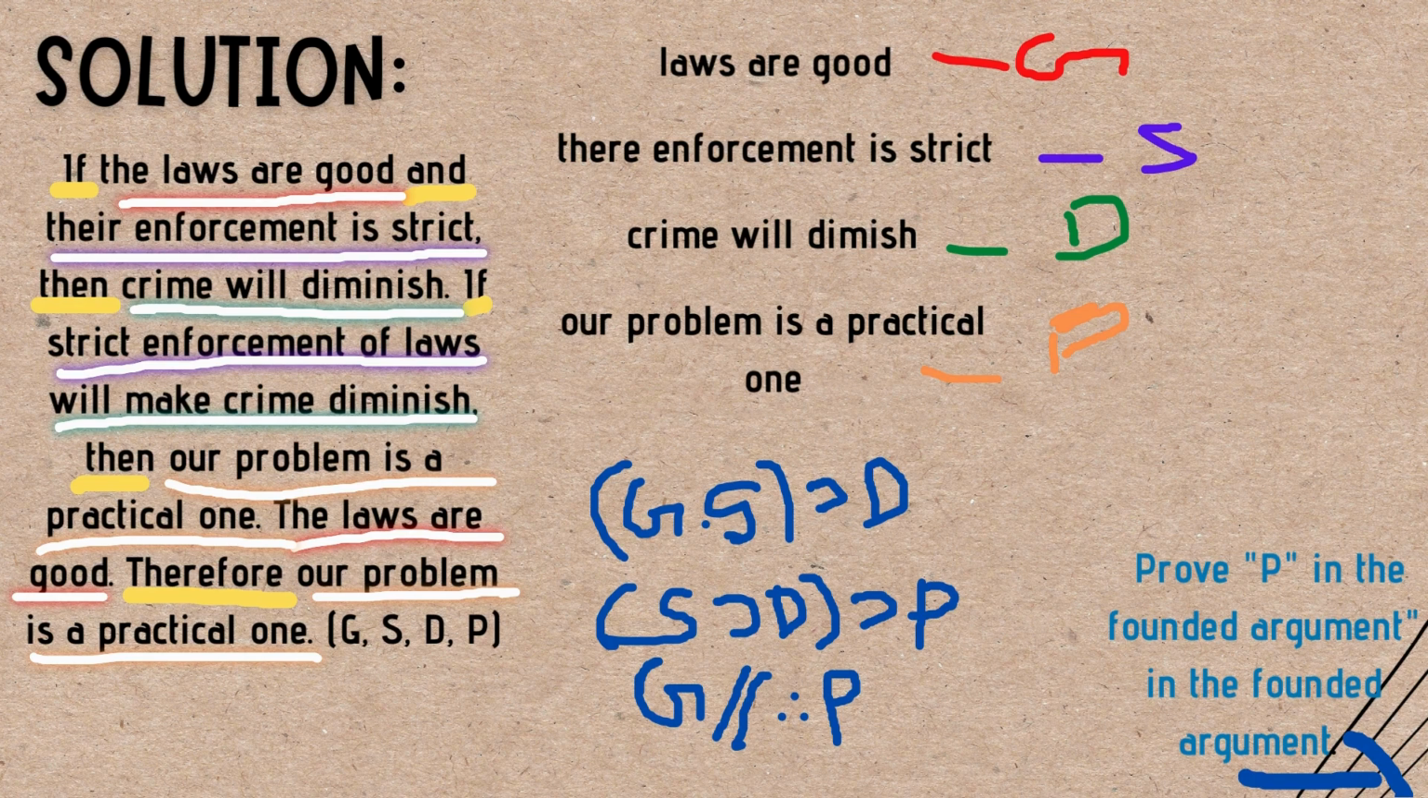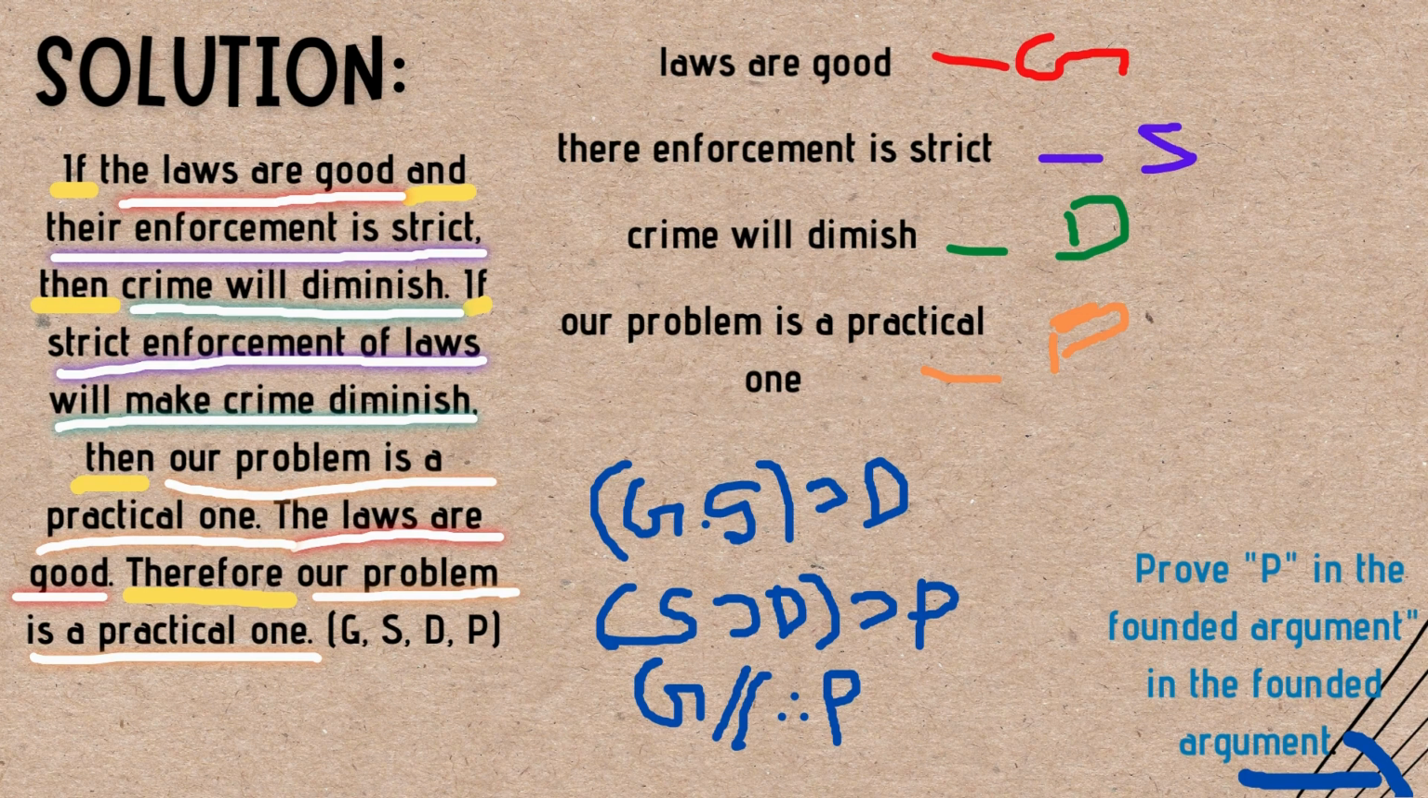So let's assign G, S, D, P to the respective sentences. So we got G conjunction S. What is G? Laws are good. If you see the first statement, if the laws are good and the enforcement is strict, the and is coming.